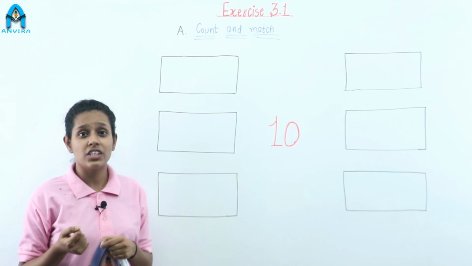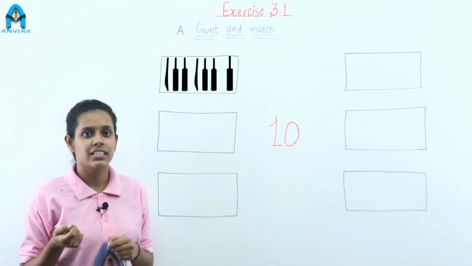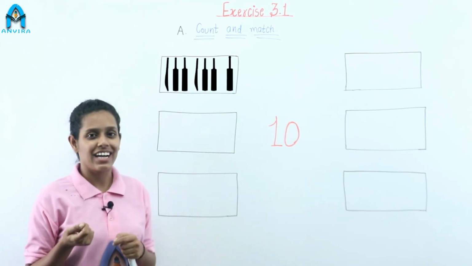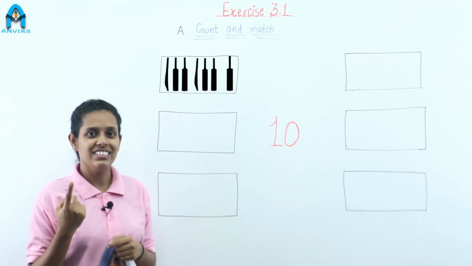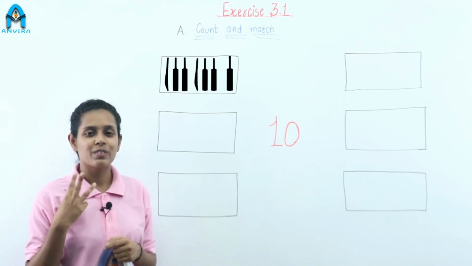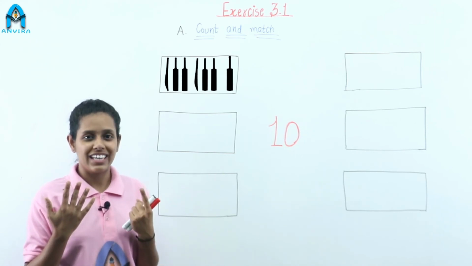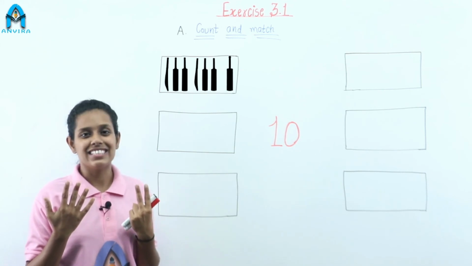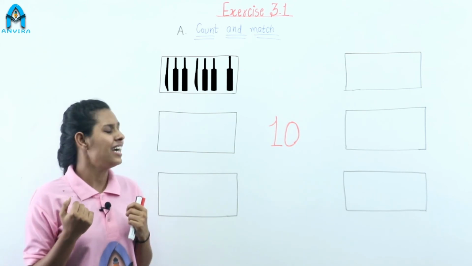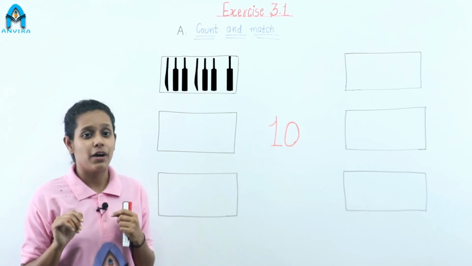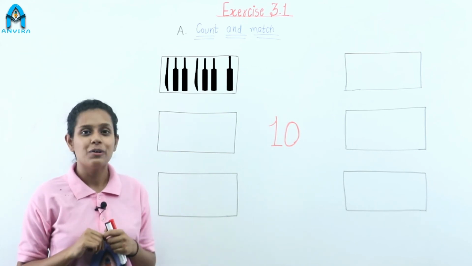Look at the first picture. Bats. How many bats? Let's count. 1, 2, 3, 4, 5, 6 and 7. Bats are 7. Now look at the next picture.